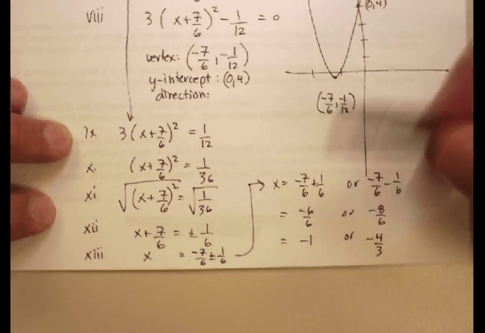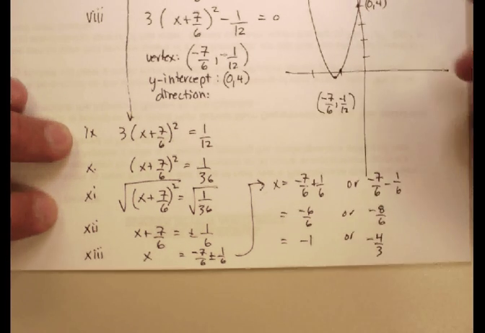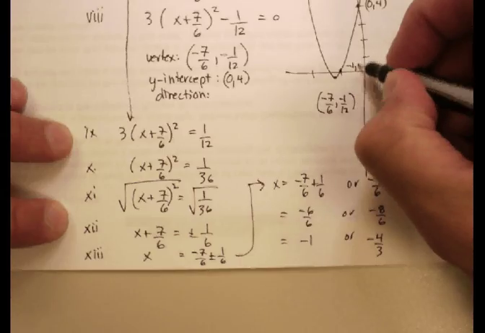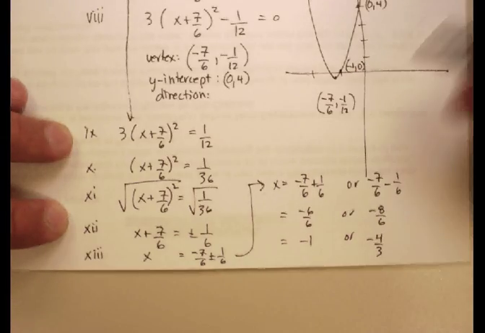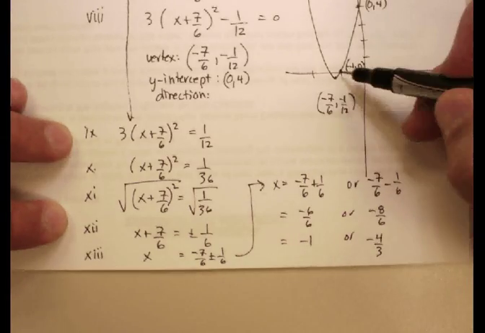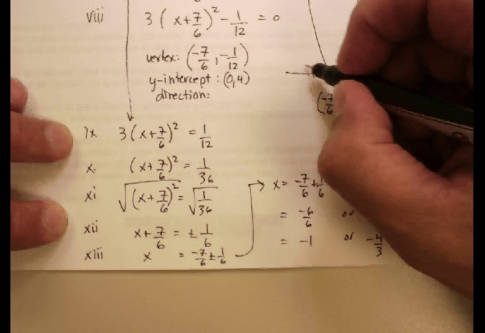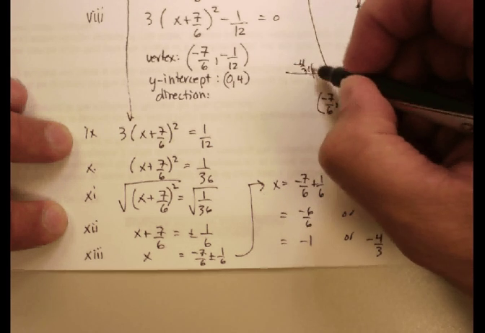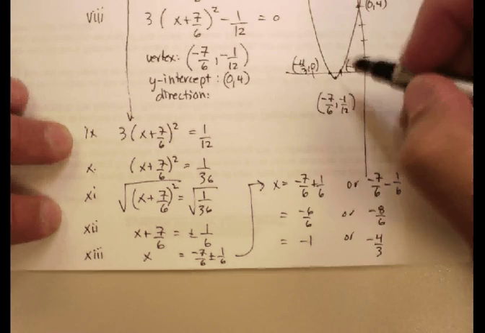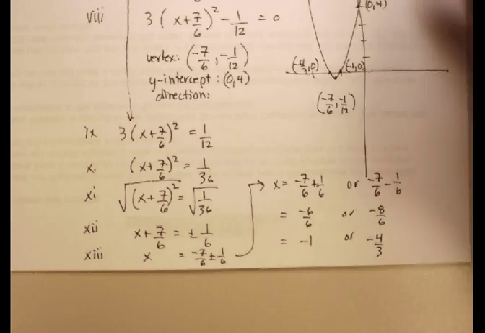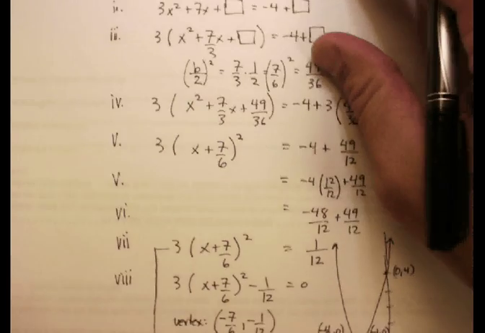It does, doesn't it? Negative 1 is right about there, so I'm going to have a negative 1, 0 for that intercept, and a negative 4/3 is just a little bit higher. Negative 4/3 and 0. And there is the graph of 3x squared plus 7x plus 4.